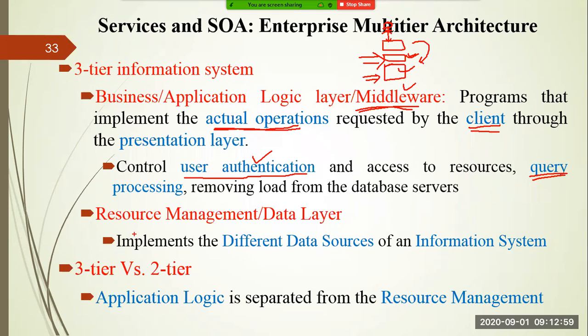Coming back to the last layer, that is the resource management or data layer, it implements different data sources of an information system, right? The hardware part is also available in the bottom layer. For example, many users are asking for resources. You can map these resources with the bottom layer, that is the resource management layer. You have to decide which resources will be mapped to which particular user, right?